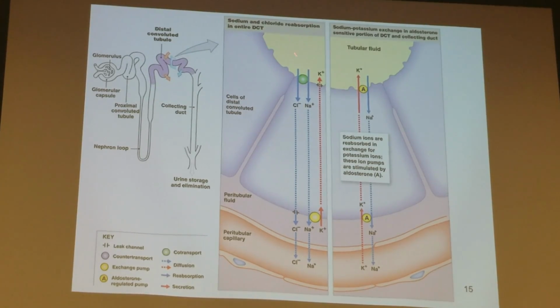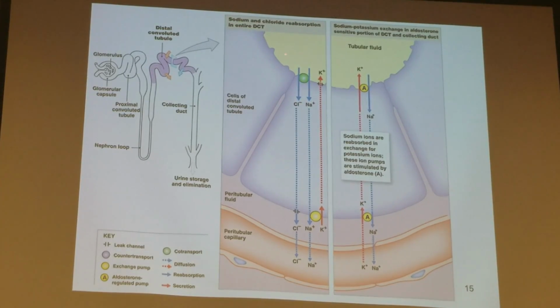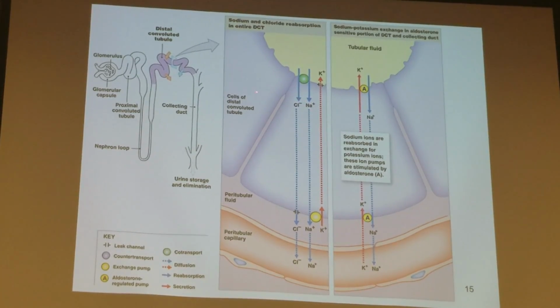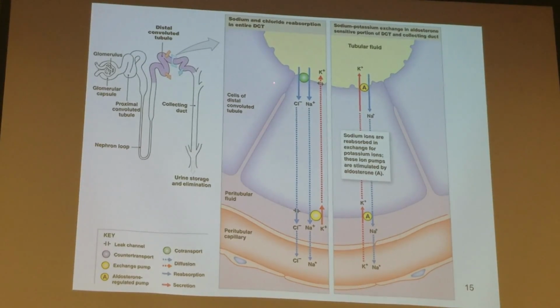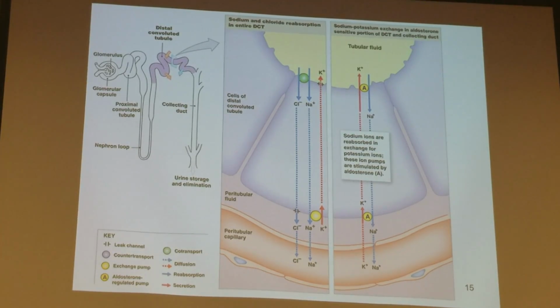Now, get your bearings. That's the lumen, that's the apical side, that's the basal side, peritubular capillary. And what do we see? We see potassium leak channels and a chloride sodium symporter, passive transport, no ATP. It simply works by diffusion, right? Because the pump is what maintains your ability for passive transport.